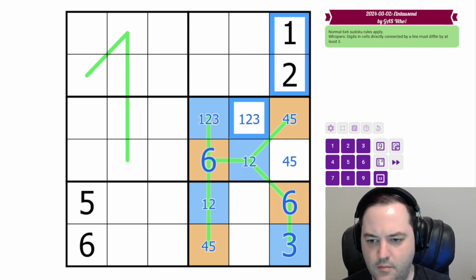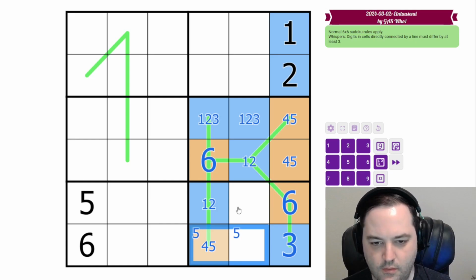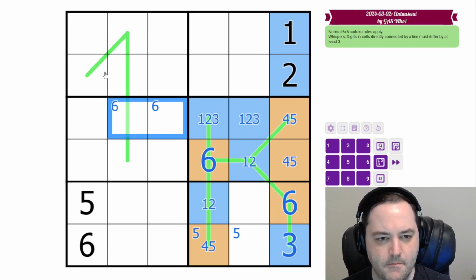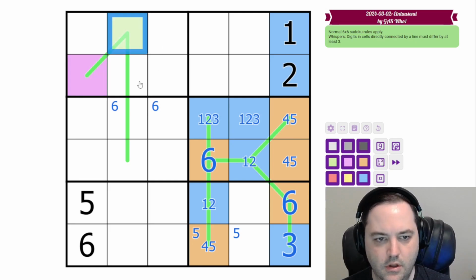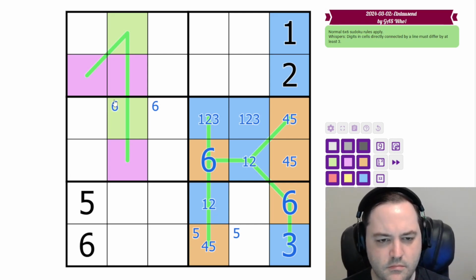I could color this. Might as well. I haven't done enough coloring. Alright. So 5 is going to go down here somewhere. 6 in this box is going to put one of these cells. What else? This. Go ahead and color this line. So it's purple, green, purple, purple. Let's see if we can tell anything from that. It's not obvious what we can tell.